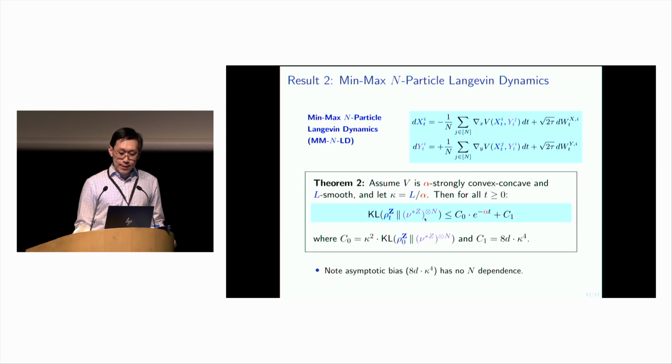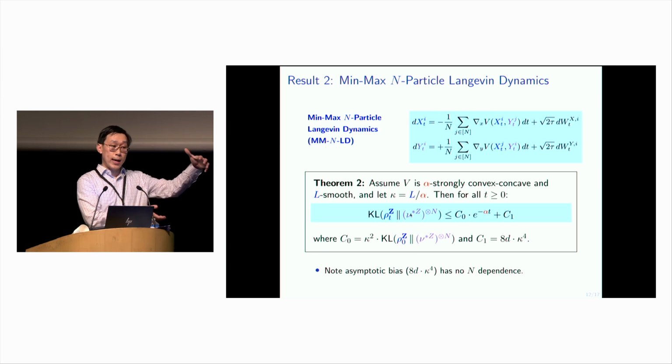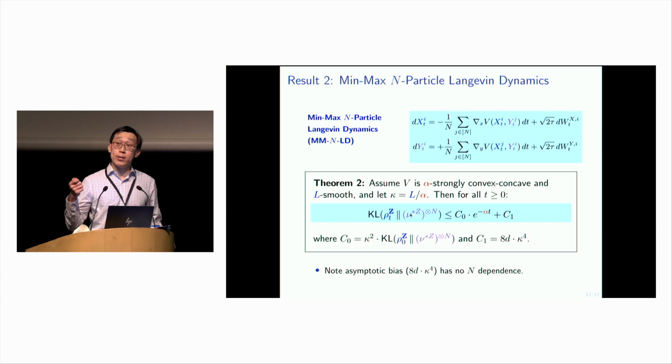So we show that if V is strongly convex, strongly concave, and smooth, meaning the second derivative is bounded, then if we define kappa to be this condition number L over alpha, then along this finite particle interacting dynamics, the KL divergence between our iterates and the equilibrium distribution is bounded by one term that goes to 0 exponentially fast, plus an asymptotic bias term. And what we note here is that the asymptotic bias does not scale with n, even though both of these distributions live in this huge n-dimensional space. And then this implies that when we take the average particle, we get a good convergence guarantee.